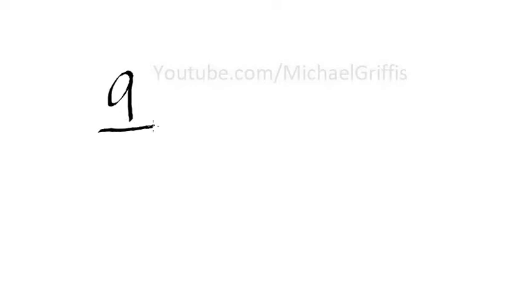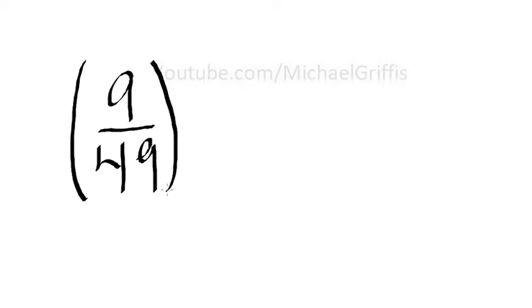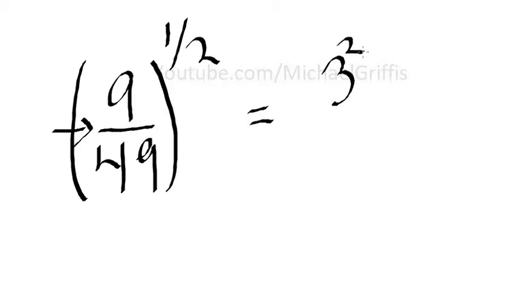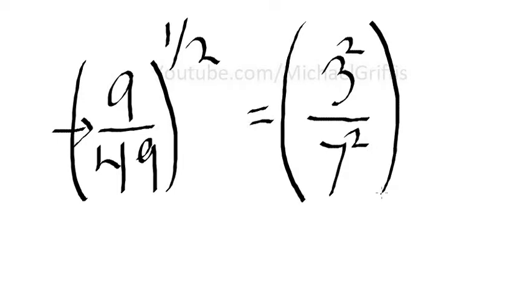All right, let's take a look at this one here. We've got 9 over 49 raised to the half power. Now, I would suggest that you always reduce this fraction inside first if you can. But we can't. Let's look at it this way. 3 squared can be rewritten, replacing 9, and 7 squared. It's all raised to the half power. You see that?